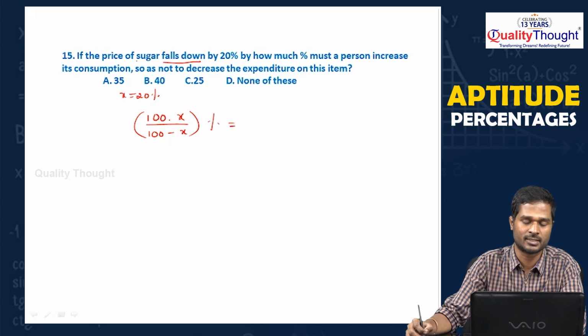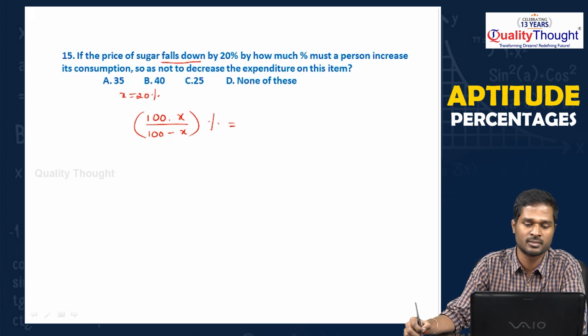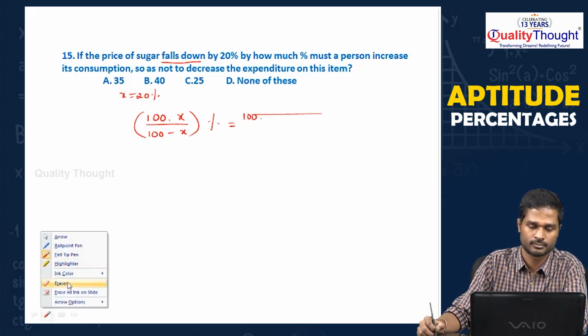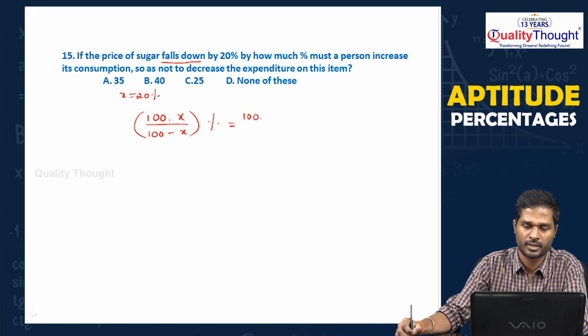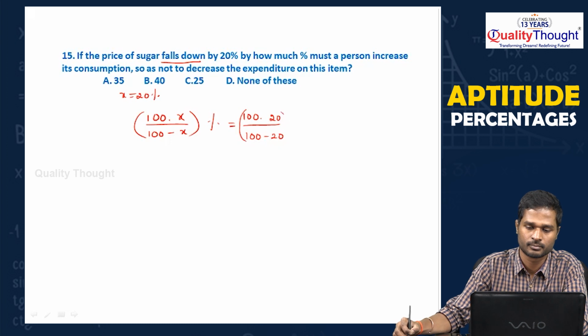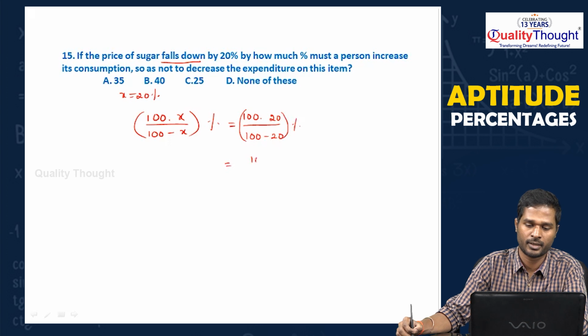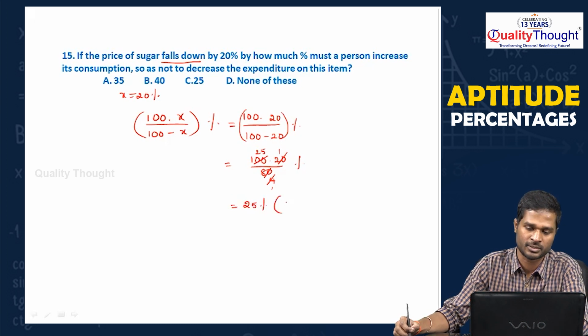Now check, as he said, it is decreased. See, how do you remember it: when he says falls down or decreases in the sentence, use the minus symbol. If he says increases or gains or more, then use the plus symbol. As he says decreases, it is 100 into 20 by 100 minus 20%. So it will become 100 into 20 by 80. So this is 2 ones are 2, 4 ones are 4, 1, 25 percent. So for the same expenditure, there will be an increase of 25% in the consumption.